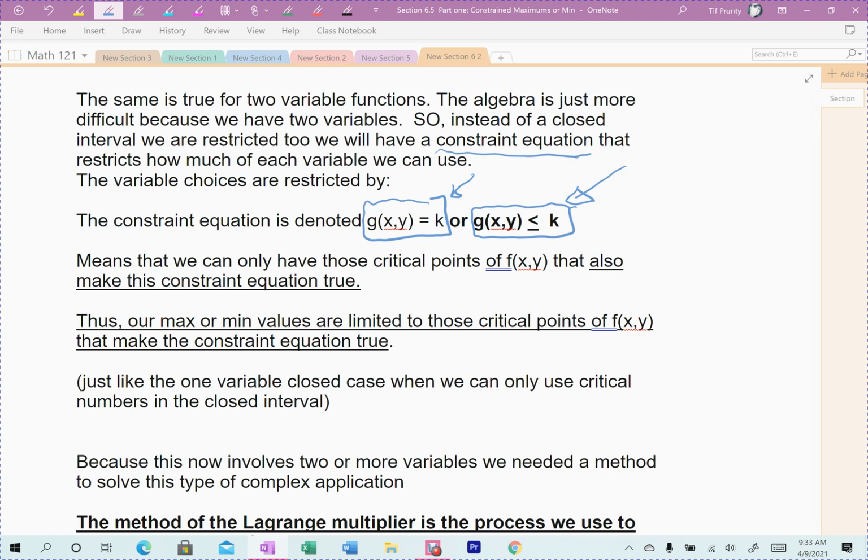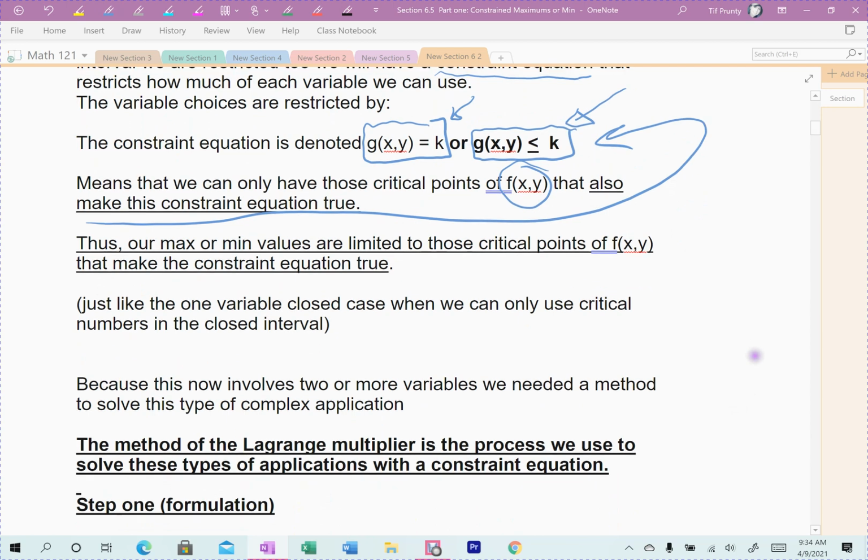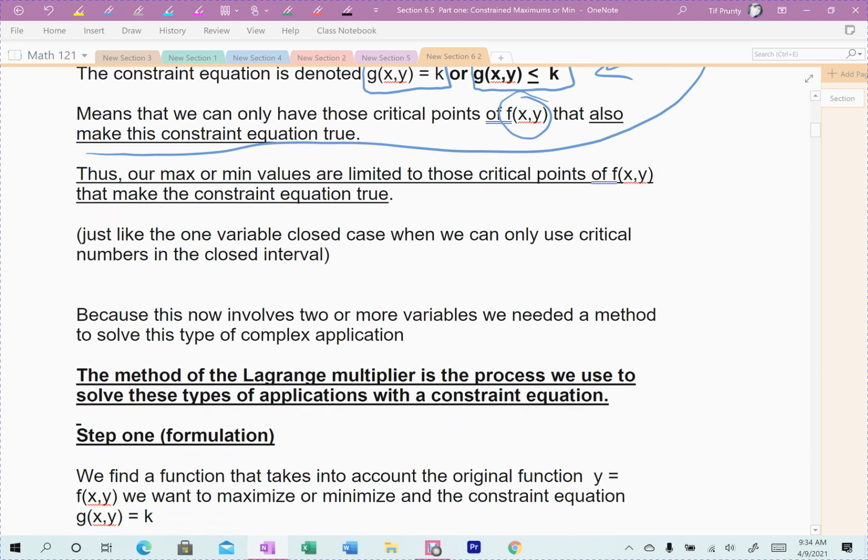less than our value. Again, same idea: we can only have critical points that exist in our original function we want to optimize, or whatever our original function is, and they have to make the constraint equation true. They have to be within our limited budget, or our limited time, or whatever it is. So they have to be limited to two things, our function and its constraint equation. Just like the one variable case had to be limited to our domain, within the domain.